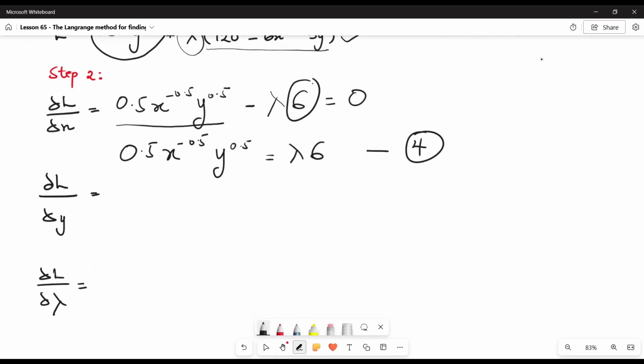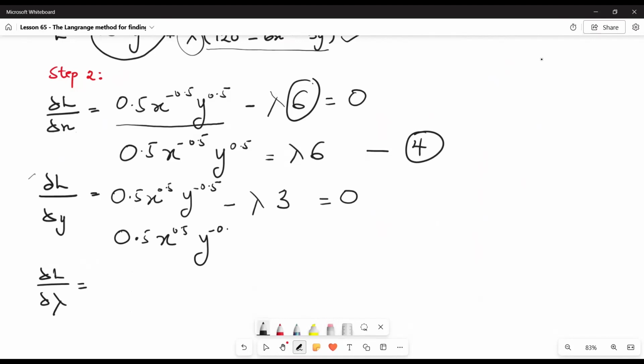Then the next thing is to differentiate the Lagrangian with respect to y. So if we differentiate our utility function first, we have 0.5x^0.5 y^-0.5, and then we have minus 3λ, which is equal to 0. This again can be rewritten as 0.5x^0.5 y^-0.5 being equal to 3λ. So let's call this equation 5.